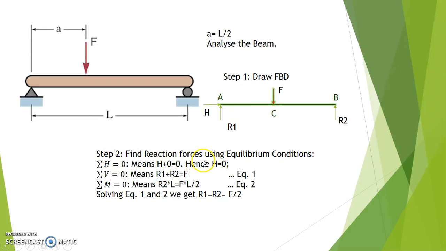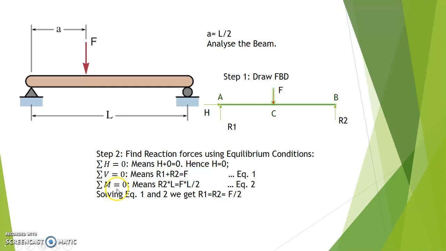Step 2: find reaction forces using equilibrium conditions. As I have jotted down all the equilibrium conditions in one of my prior slides, summation of H equal to 0 means the summation of all the horizontal forces is 0. Here only one single horizontal force is there, so H plus 0 is equal to 0, hence H is 0. This is nullified; it has no meaning in this system. Summation of V equal to 0 means the summation of all the vertical forces is equal to 0. This implies R1 plus R2 is equal to F. R1 is acting upwards, R2 is acting upwards, and that is equal to F, which is acting downwards.